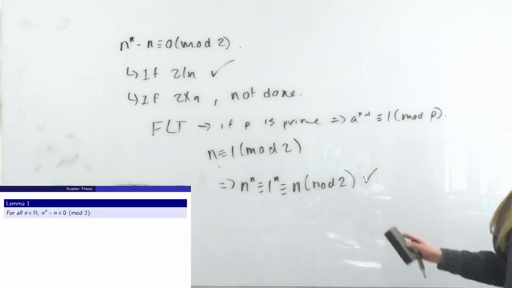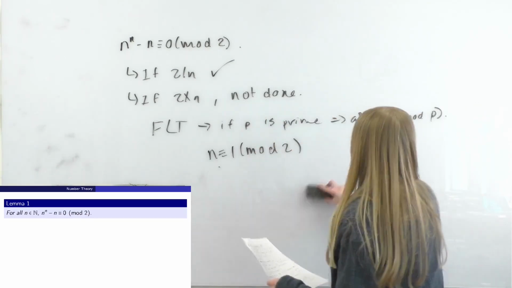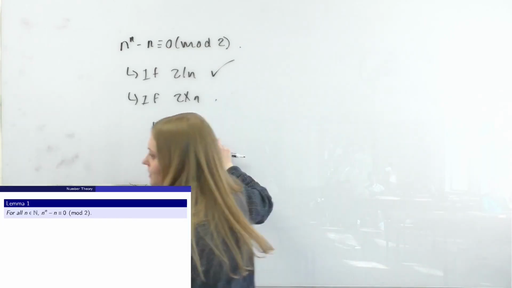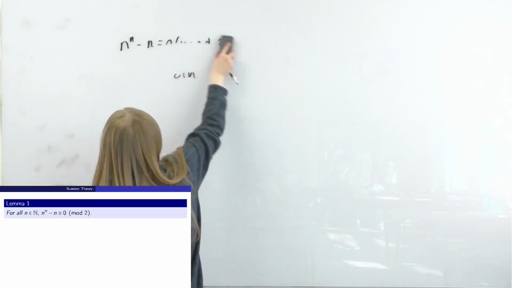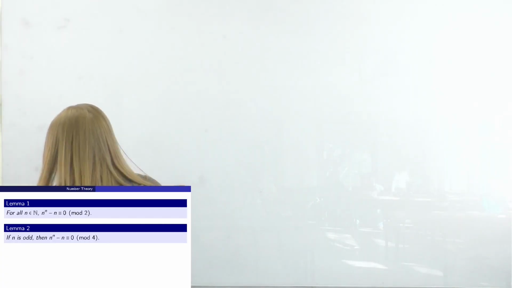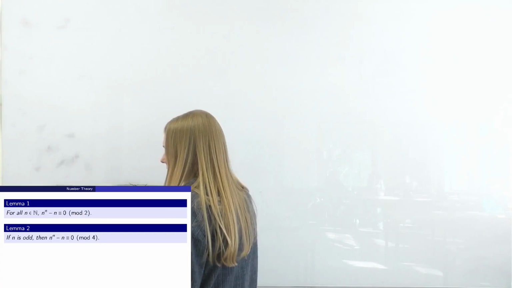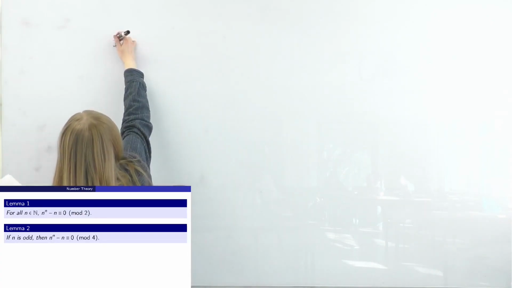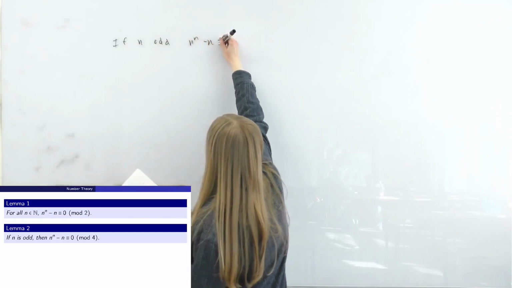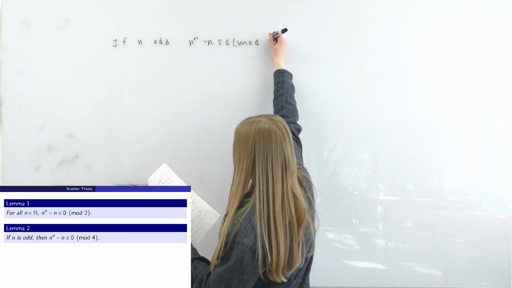And we can go to the next lemma. It's lemma 2. Lemma 2 is: if n is odd, then n to the n minus n is congruent to 0 mod 4.